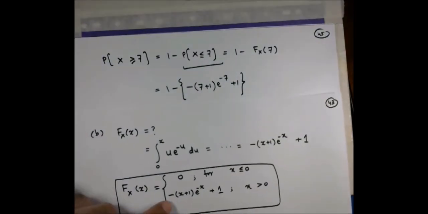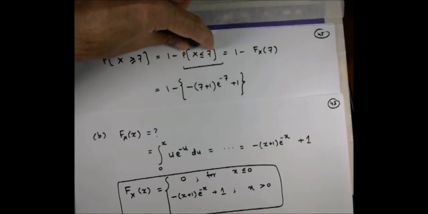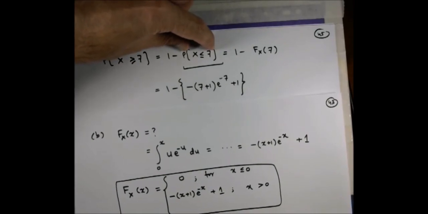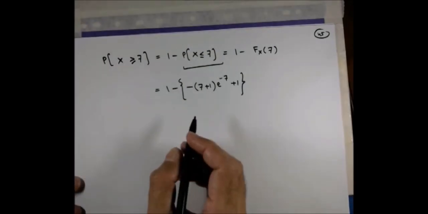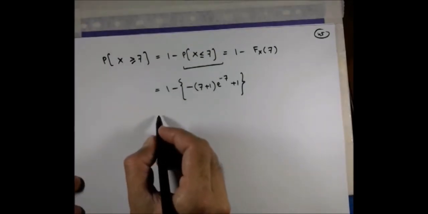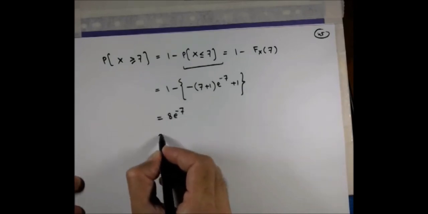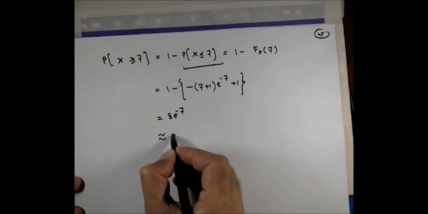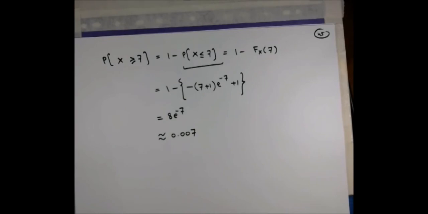So I have just used this expression of CDF to plug in the value 7 as x, and if you calculate this, it will become 8 e raised to power minus 7, and that is almost equal to 0.007.